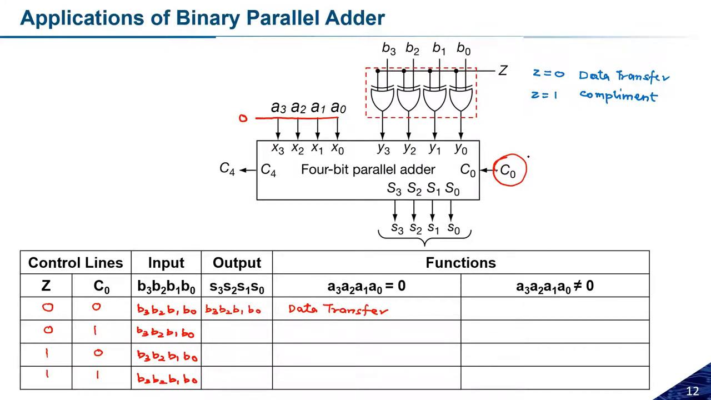Whatever the result we have, we are incrementing it by 1. So we can say this function is nothing but B3, B2, B1, B0 plus 1. This is the increment by 1.